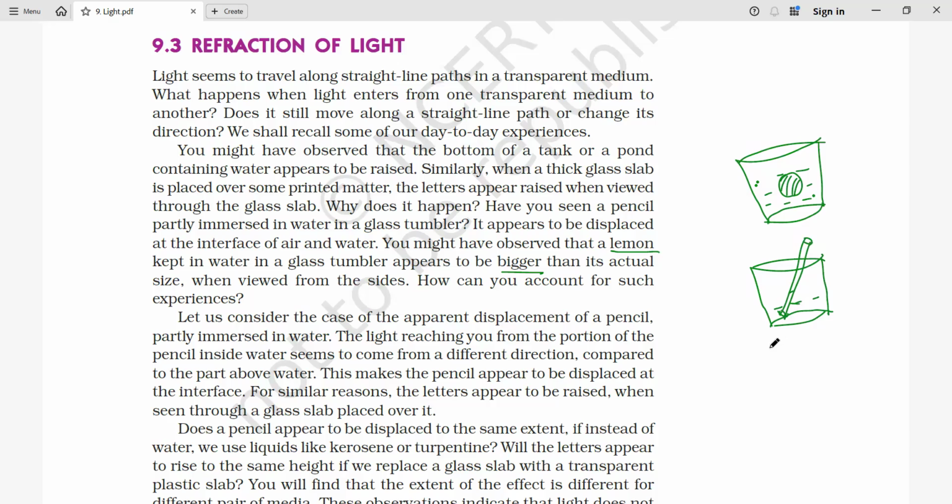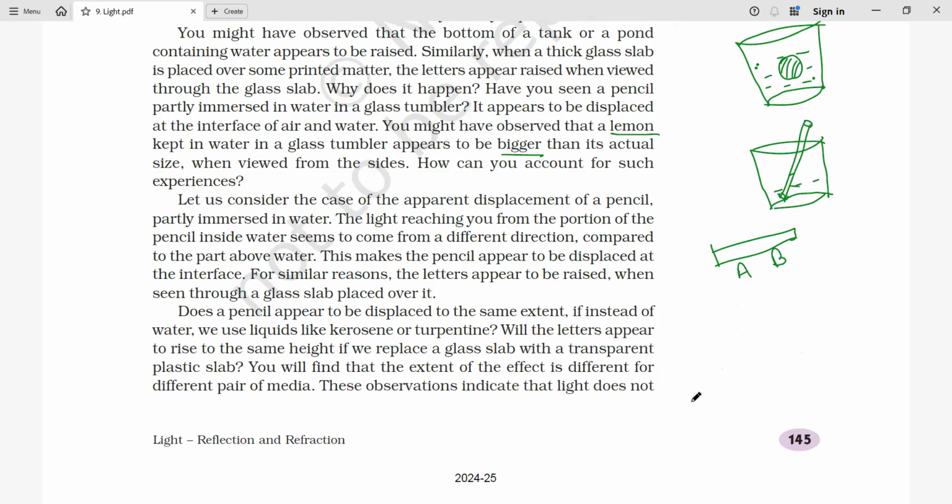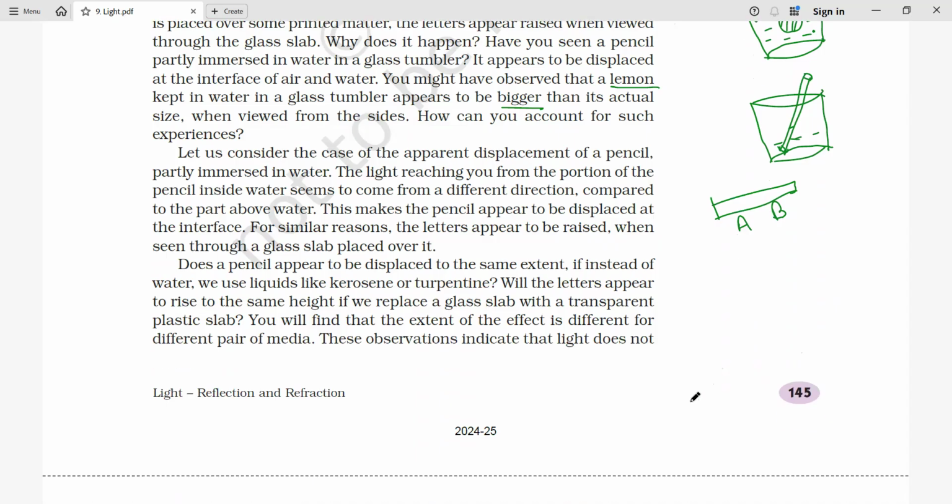Again, some letters appear to be raised when we see through the glass slab. Suppose some letters are written, say A, B, C, D, and you put the glass slab above this and observe. Finally, the letters will appear raised. So different phenomena, different examples you can see in practical life.